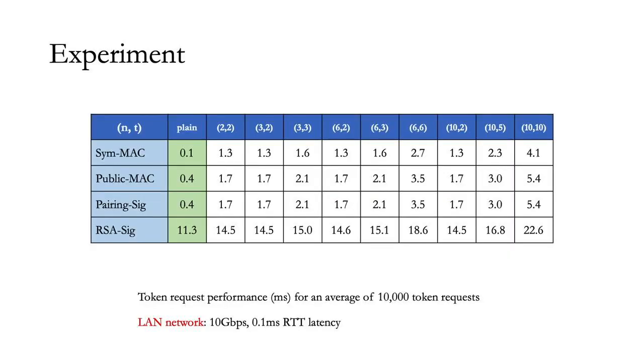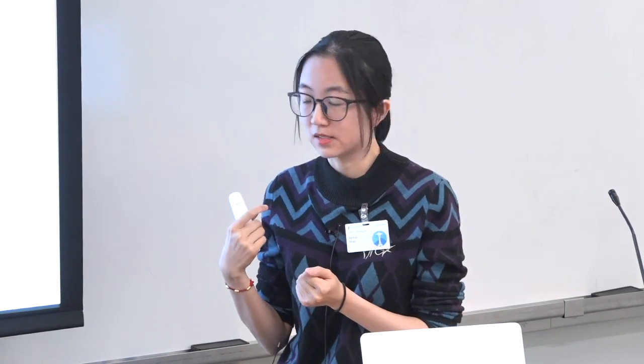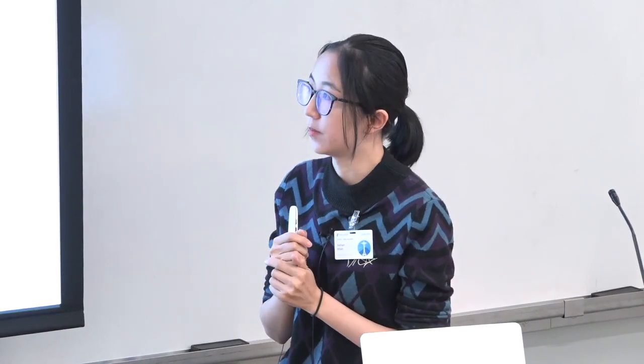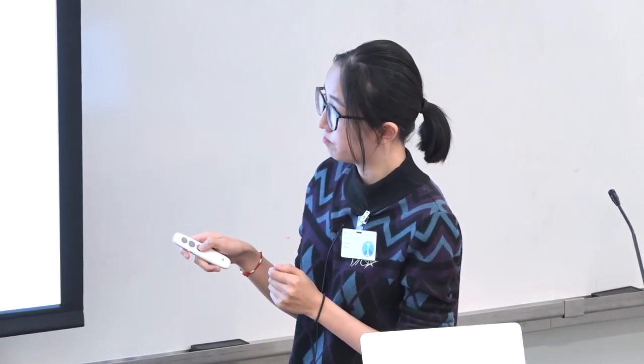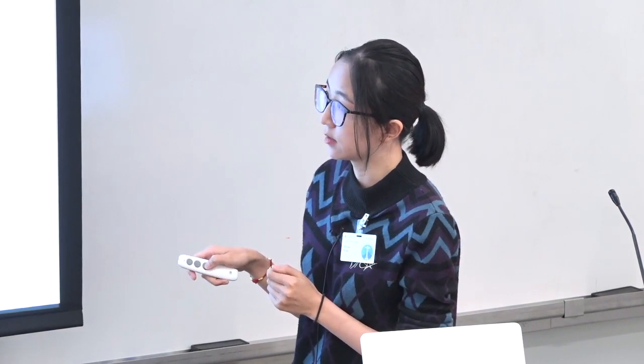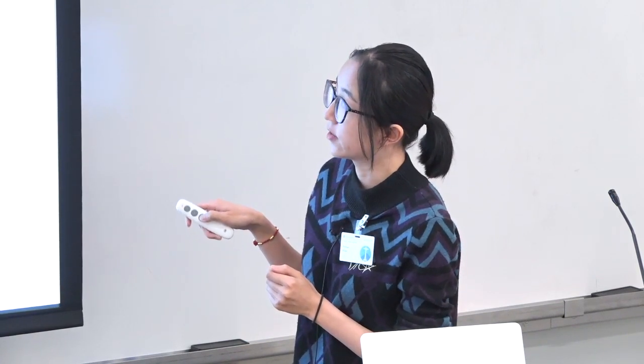Let me explain what the numbers mean in this table. So we only report performance for token request, but sign up is also fast, because token request is used more often in practice. So we only show this performance. And in this table, every row is a different type of token, symmetric key-based MAC, and so on. And every column is a different setting.